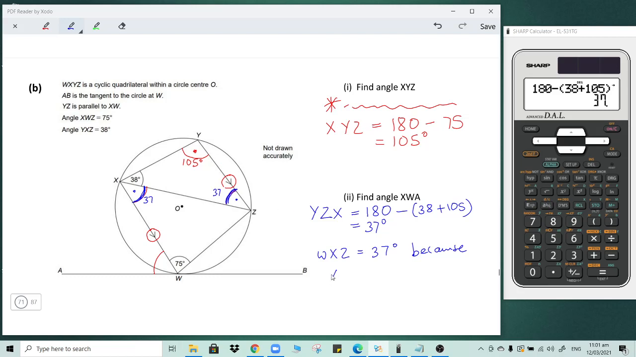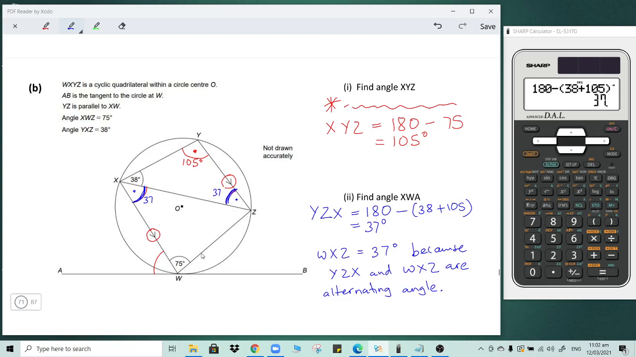YZX and WXZ are alternating angles. Right, so you see what I'm doing, right? I'm making sure I'm explaining my steps to the examiner.